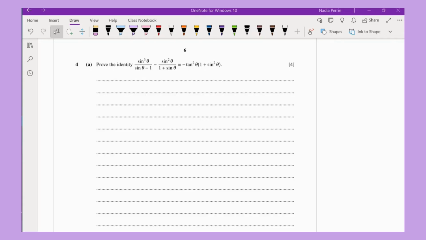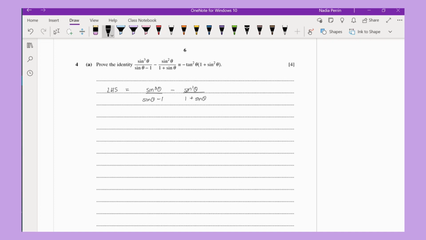Question 4. This is a trig identity. So remember, with trig identities, we have to start with one side. We're going to start with the left-hand side. So we tell the examiner that left-hand side is equal to. And I have kind of two tips that I use mainly with these. Firstly is I generally like to make everything sine and cosine. And the second thing I look for are common denominators. So that's what we're going to do.